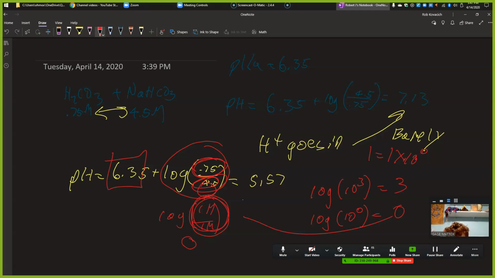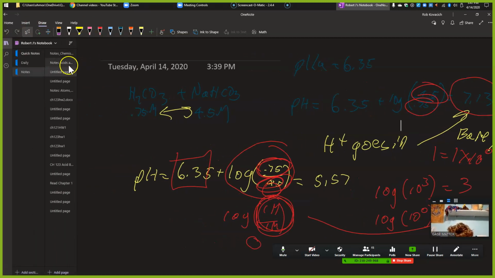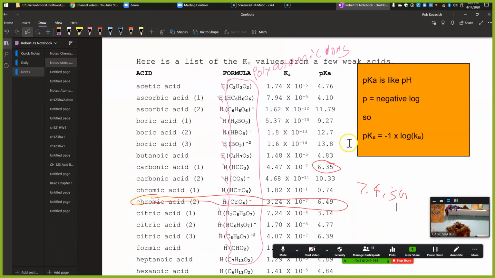Yeah, sort of. So if I want to buffer at 7.13, there we go. This needs to be 4.5 and this needs to be 0.75. Sorry, what is the pKa of? Is it the first or the second? The first one. I mean, you can get the pKa of any of them, but it's just the negative log of whatever the Ka is.